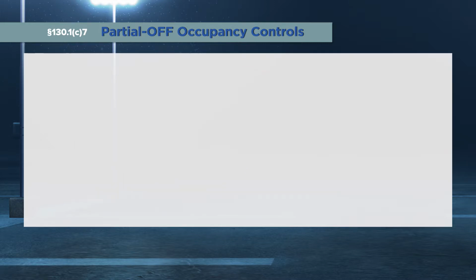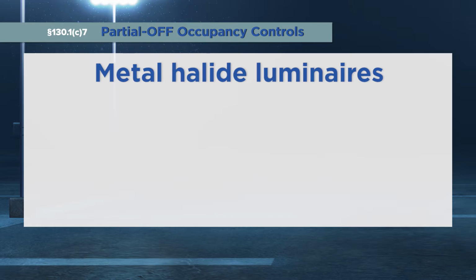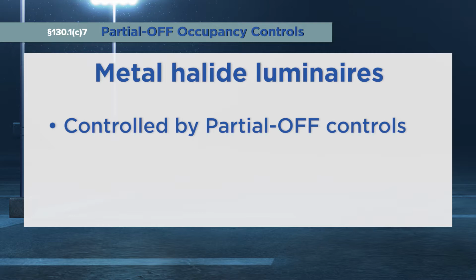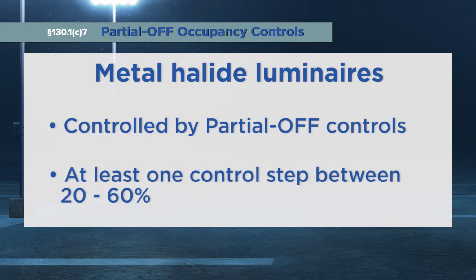Metal halide luminaires with a lamp plus ballast mean system efficacy of greater than 75 lumens per watt, used for general lighting in parking garages, parking areas, and loading and unloading areas, must be controlled by partial off occupant sensing controls. With this type of lighting, the occupancy controls must provide at least one control step between 20% and 60% of design lighting power.